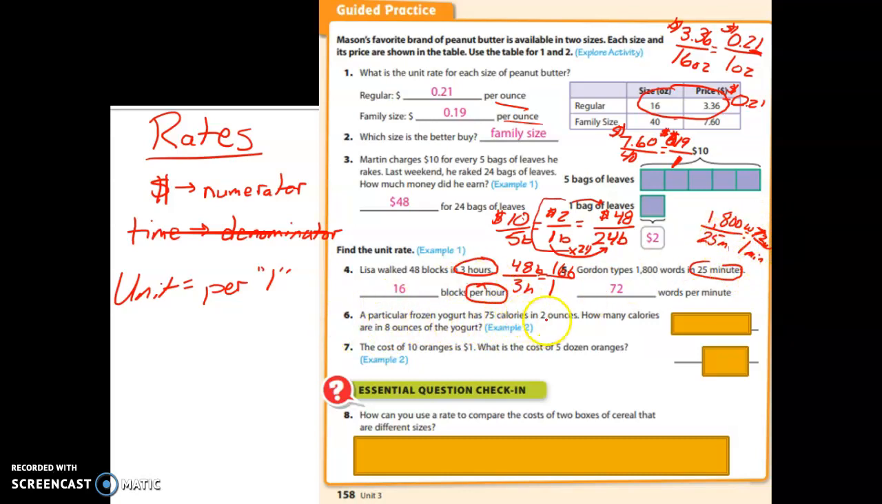A particular frozen yogurt has 75 calories in 2 ounces. How many calories are in 8 ounces? So again, this one's a little bit tougher to figure out. What am I going to put on the top? What am I going to put on the bottom? Because here, I don't have time, and I don't have money, right? But look at how it's listed. If we got 75 calories in 2 ounces, and we need to figure out how many in 8 ounces, it looks like to me, let's figure out how many in 1 ounce, because that would allow us then to figure out how many in 8 ounces. Okay, so 75 divided by 2, because this is our ounces, and this is our calories, right? So let's figure out how many calories in 1 ounce, right?